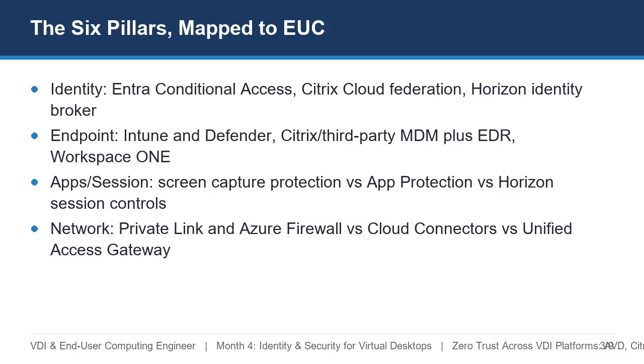Here's the mapping across platforms. On identity, conditional access, Citrix Cloud Federation, and a Horizon identity broker all serve the same function. On endpoint, Intune and Defender for Endpoint have direct equivalents in Citrix and Workspace ONE tooling. On the Apps and Session pillar, AVD's screen capture protection lines up with Citrix App Protection and Horizon Session Controls. And on network, Private Link and Azure Firewall line up with Citrix Cloud Connectors and Omnissa's Unified Access Gateway.